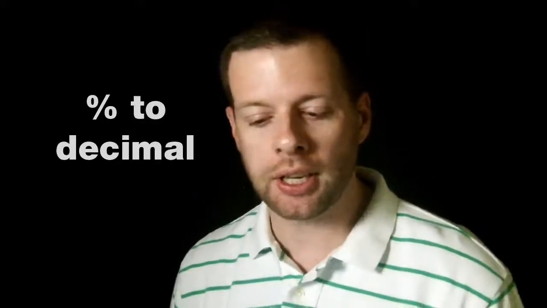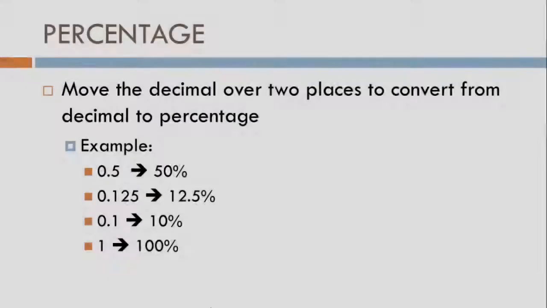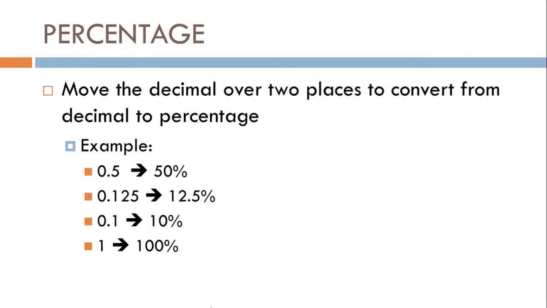Let's start with a percentage. How do you convert a percentage to a decimal or a decimal to a percentage? Let's take a look at the first slide. We're going to move the decimal over two places to convert from a decimal to a percentage. For instance, here on the slide I have 0.5. You move it over two places and it becomes 50. I have 0.125. You move that decimal place over and it becomes 12.5. 0.1 is 10%. And 1, move the decimal place over two and it becomes 100.